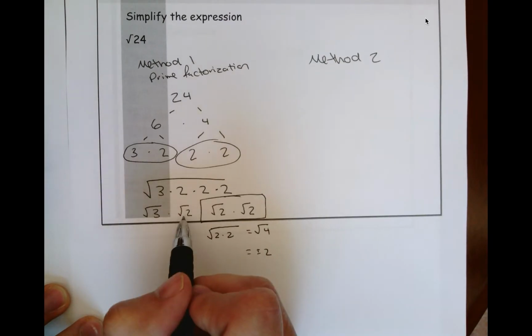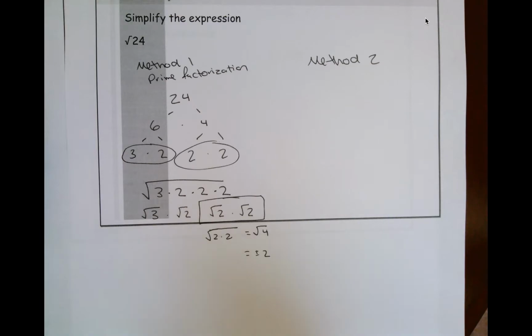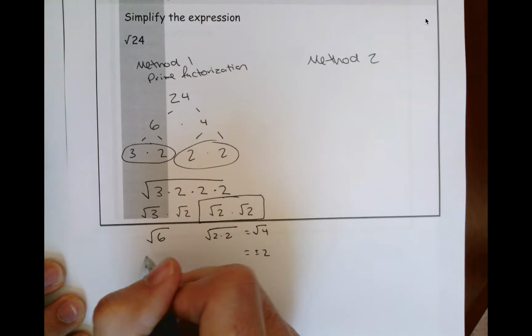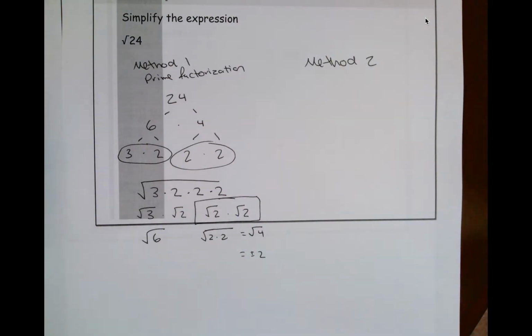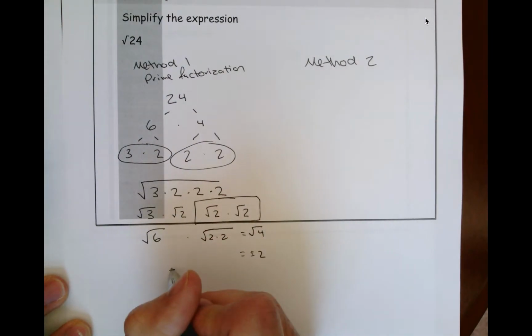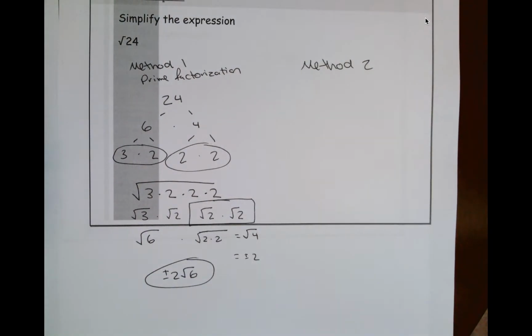Square root of 3, I don't know. Square root of 2, I don't know. Those are two things that I wouldn't be able to break down anymore, but I'll still multiply them together. So I'll bring the 3 and the 2 underneath the square root to give me the square root of 6. Now, this stuff is all multiplied, so I would combine them: plus or minus 2 square root of 6. That's the way I would look at doing this.